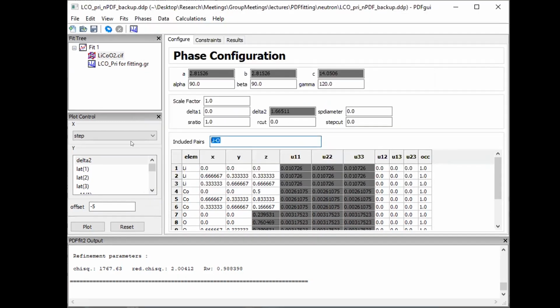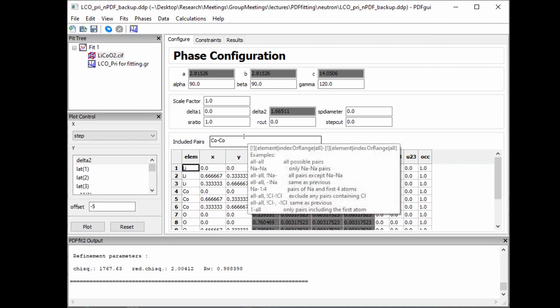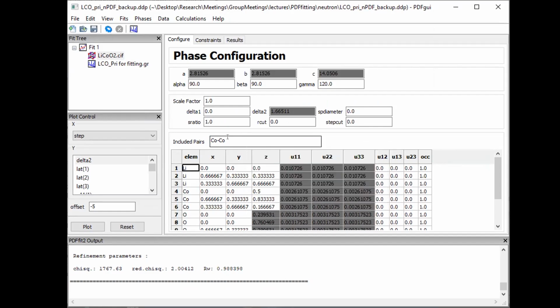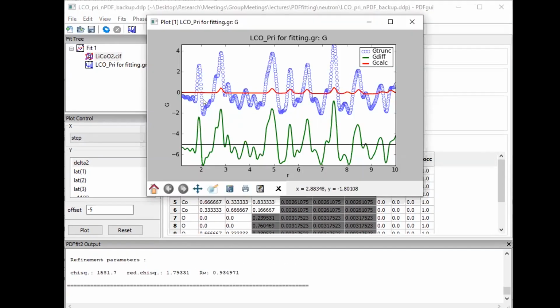And we can look at the cobalt contribution. In X-ray, this should be the dominant contribution, right? Since cobalt is so heavy, it has much larger scattering power than lithium and oxygen. Cobalt correlation should dominate the X-ray PDF data. But let's check if that's the case for neutron PDF. So we see cobalt is basically doing almost nothing to the neutron PDF.